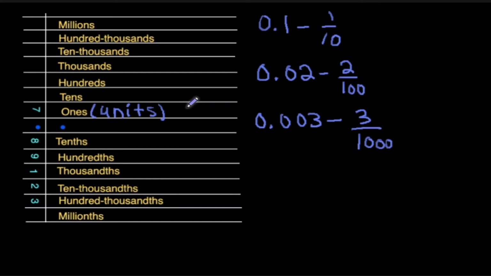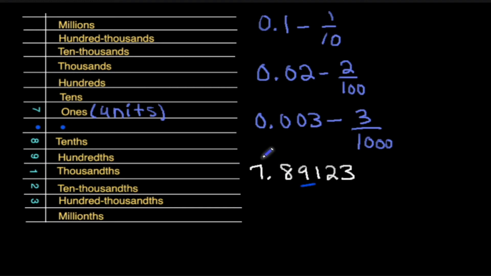Okay, so now let's go over some examples. So let's see. Let's take the same number, 7.89123. And I would like for you to determine the place of the 9 here.